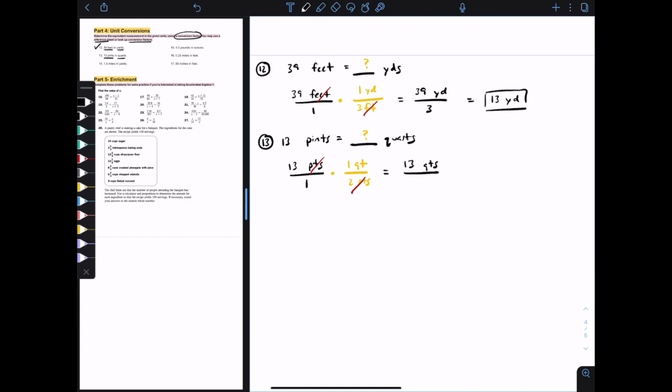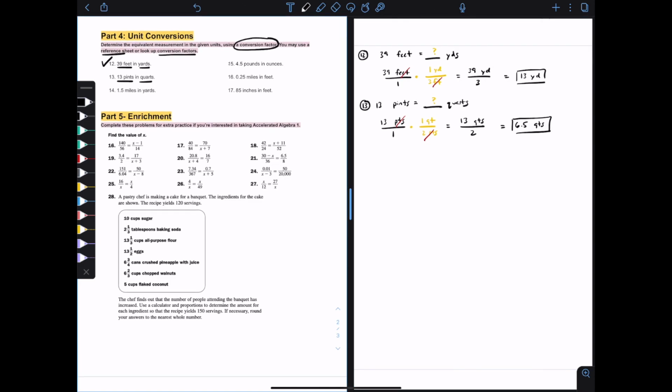And on the bottom, 1 times 2 is 2. 13 divided by 2 is 6.5 quarts. So if you have 13 pints of ice cream, that's the same thing as 6.5 quarts of ice cream. If you're wondering what a pint looks like, if you've had a pint of Ben & Jerry's, you might have an idea of what I'm talking about.